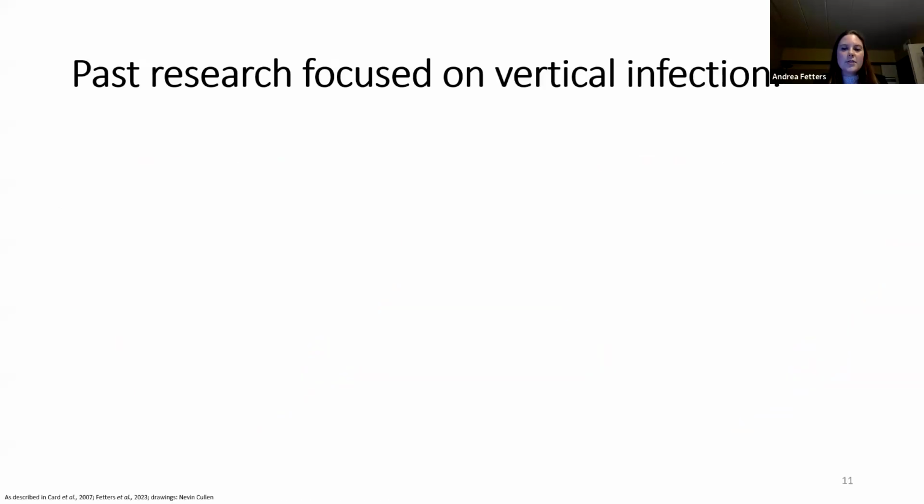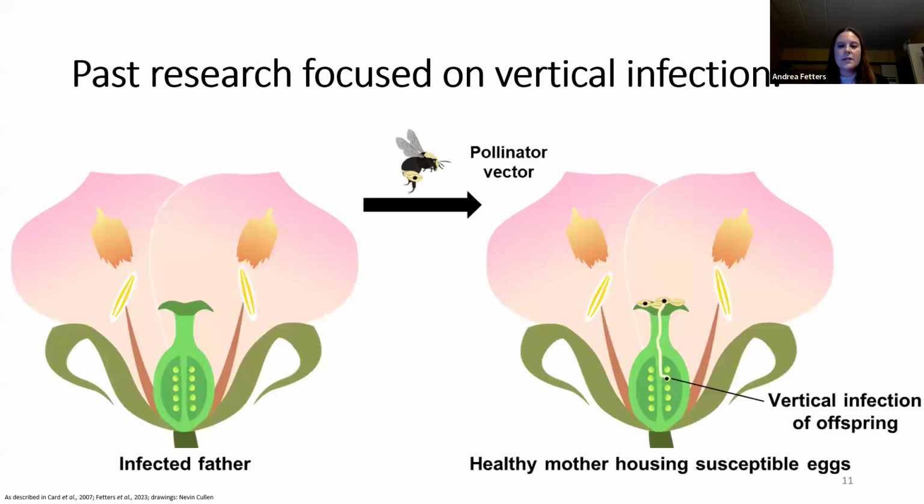From past research, we also know about how pollen-associated viruses infect susceptible individuals, not just how they move between individuals. Pollen-associated viruses can infect vertically. This means that viruses infect susceptible offspring via a parent. In the case of pollen-associated viruses, this does not go from the mother to the offspring. This goes from the father to the offspring.